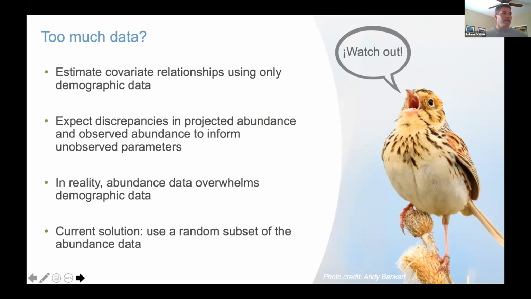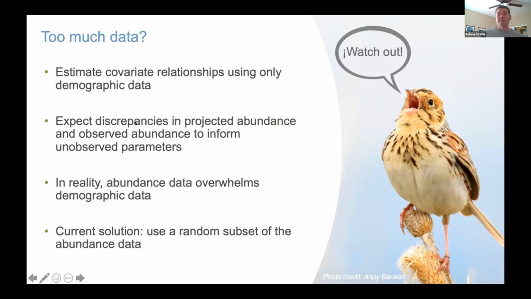Go. And even got a whole slide for this. So using only the demographic data, we could get estimates of those and the covariate relationships. And we expected any discrepancies between that projected abundance that I talked about earlier, given those demographic rates, and the observed abundance would go into estimating and informing the migratory demographic rate, so parent survival and immigration.